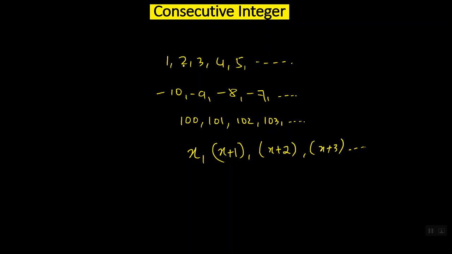If you take the difference between 2 and 1, the difference is 1. Again, the difference between 3 and 2 is 1. So the number is every time increased by 1. Such numbers are said to be consecutive integers. Again, there can be a question based on consecutive negative integers or consecutive positive integers, so depending upon the sign, they may also ask you questions.